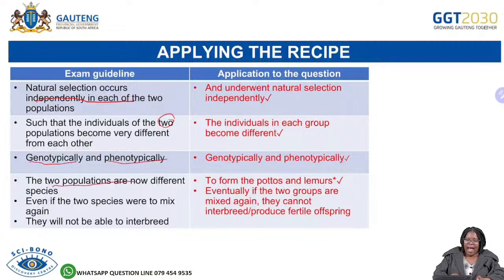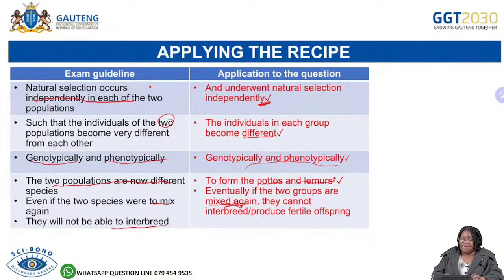The 2 populations are now different species. Remember, they were separated. Even if the 2 species were to mix again, what will happen? They will not be able to interbreed. Okay? Right. Now, if we continue with the application, taking it from here, they underwent natural selection independently. Remember, they have separated the pothos and the lemurs. The individuals in each group become different. We talk about pothos, we talk about lemurs. We can't say potolemurs, right? They each become different genotypically and phenotypically to form what? The pothos and lemurs. Eventually, if the 2 groups are to be mixed again, what will happen?